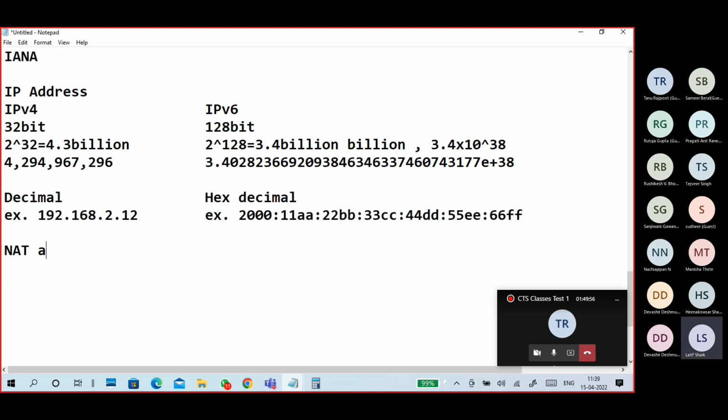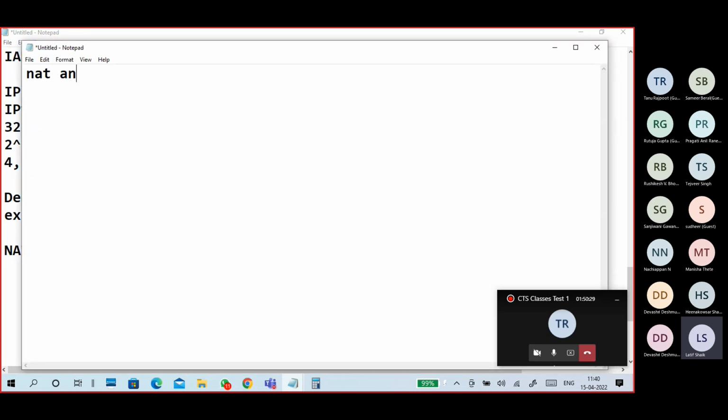In IPv4 we require NAT and PAT technologies to make more communication possible. We need a lot of communication, right? For internal to external communication, we need NAT and PAT technologies, network address translation and port address translation. Here there is no need of NAT and PAT. This is one more point. NAT and PAT we have to discuss.